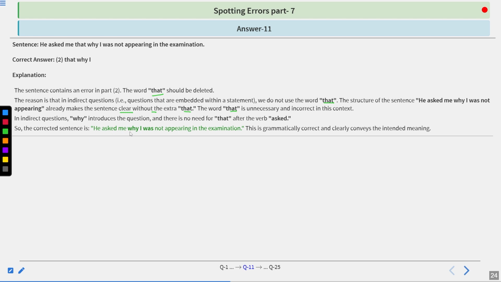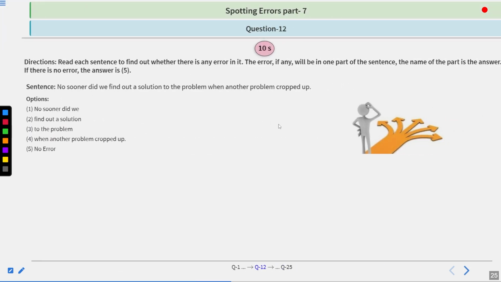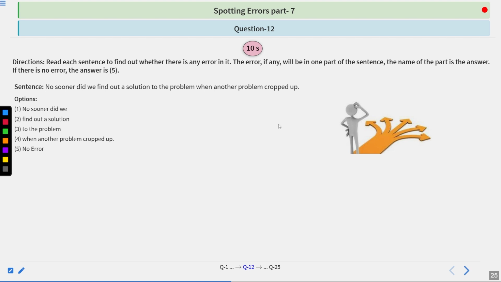The correct sentence is: He asked me why I was not appearing in the examination. This is grammatically correct and clearly conveys the intended meaning. I hope you have understood. Let's move to the next question. No sooner did we find a solution to the problem when another problem cropped up. You have options and 10 seconds to spot the error.